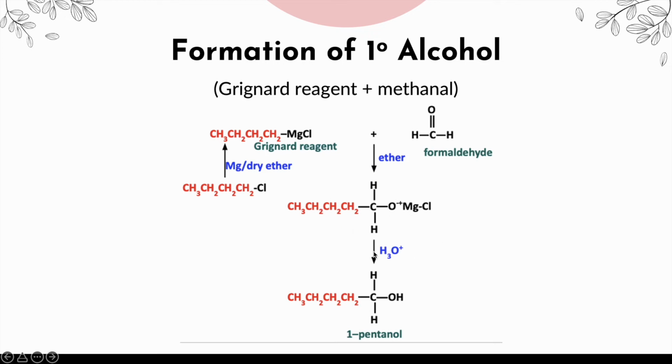and then it will be followed by the reaction with acidified water, H2O H plus or H3O plus. The hydrogen will replace the MgCl, making this OH group attached to the carbon. So this is the primary alcohol because the OH group is attached to the primary carbon. So this is how the formation of primary alcohol using Grignard reagent and methanal or aldehyde with one carbon only. Methanal, formaldehyde is the common name for methanal.